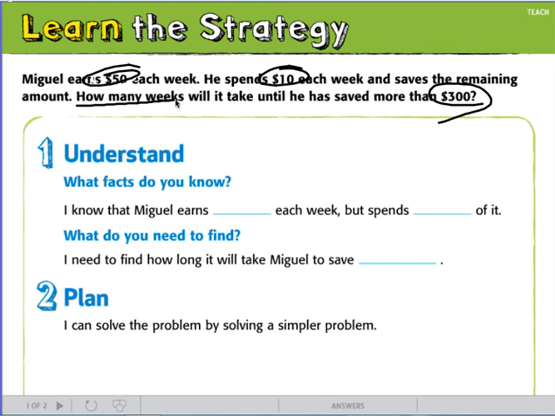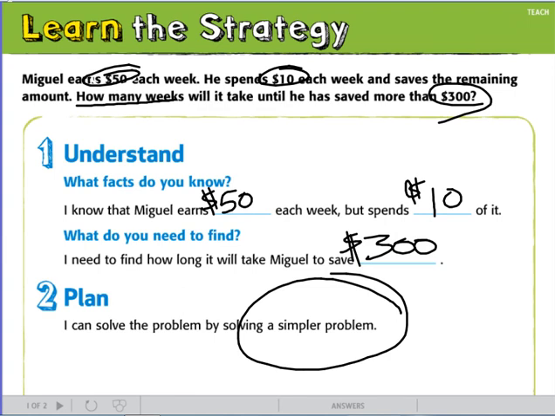So the first thing we have to do is go through and figure out what we already know. What we already know is that Miguel earns $50 a week, but he spends $10 of it. What I need to find out is how long it will take for Miguel to save $300. Now, we can solve this by solving a simpler problem. What's our simpler problem going to be?